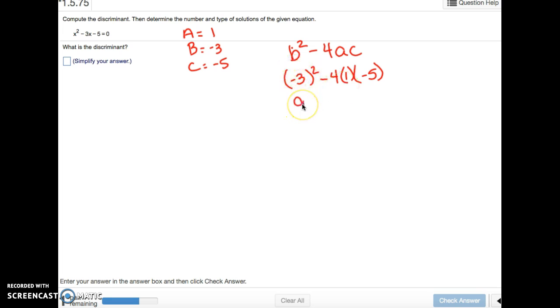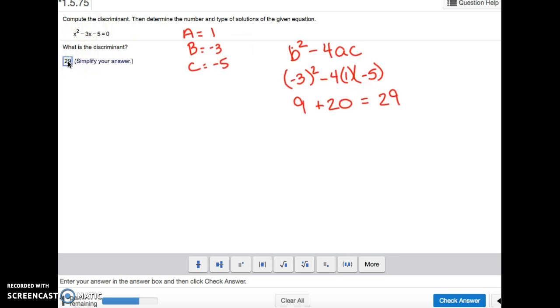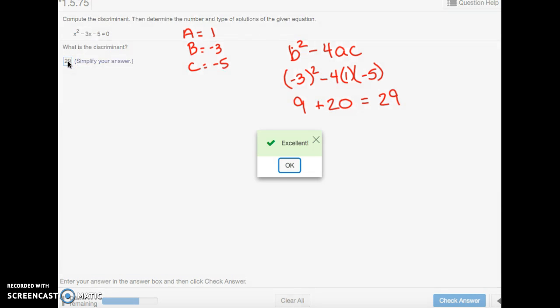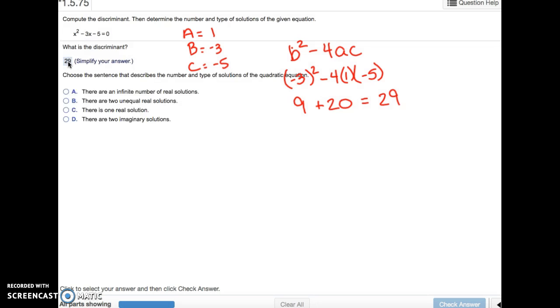minus 4 times 1 times -5. Here I get 9. And -4 times 1 times -5 is going to be a positive 20. So this answer is going to be 29. So if I go up here and enter 29, that is the answer for the discriminant. Now you have to read these questions carefully because some of them ask you for the discriminant and then go on to ask you how many solutions you have.